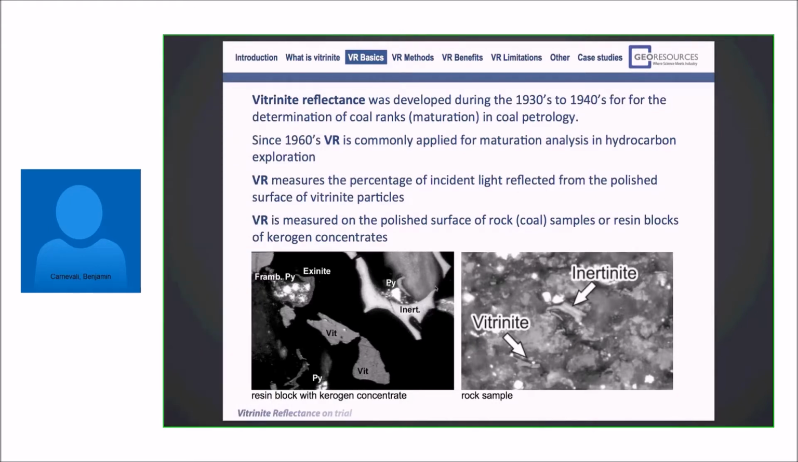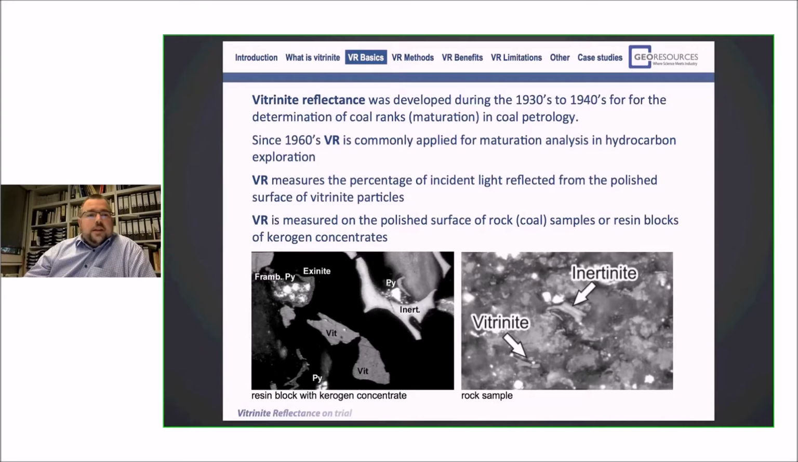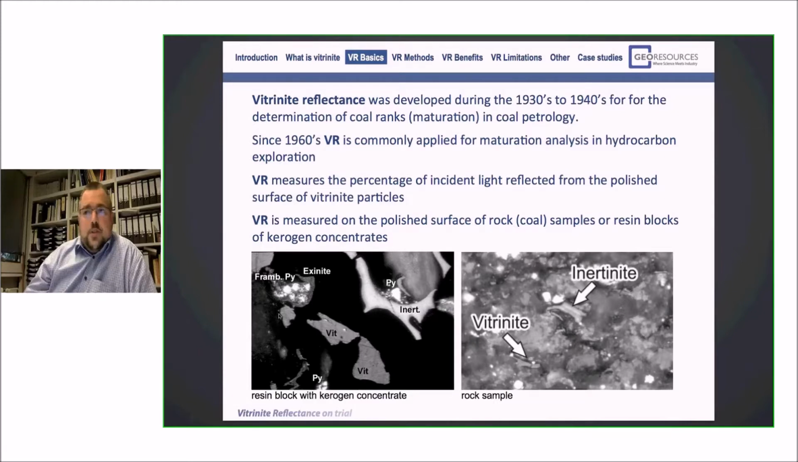Okay. So on the left side, you see a resin block with kerogen concentrate, and that's the second method you can use: to concentrate the organic matter in a resin block and just polish the surface of this resin block and analyze the vitrinite here on this polished surface. The big advantage, in my opinion, is that you can concentrate all the organic matter from your sample and you get much more vitrinite on your surface to analyze than in the rock, where you just have the few fragments that you have in your rock.